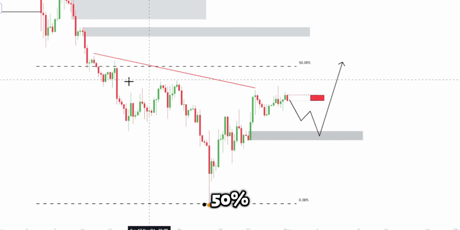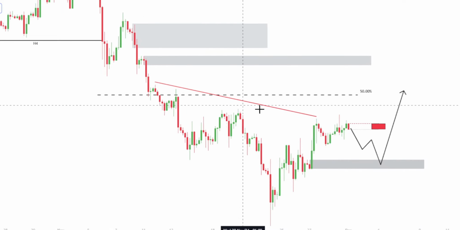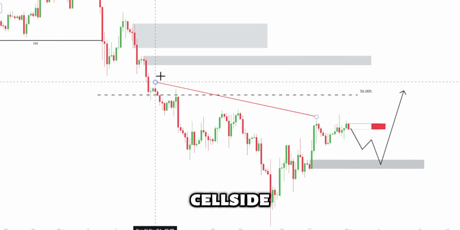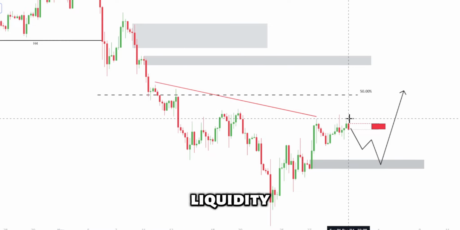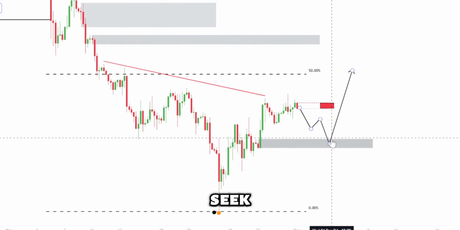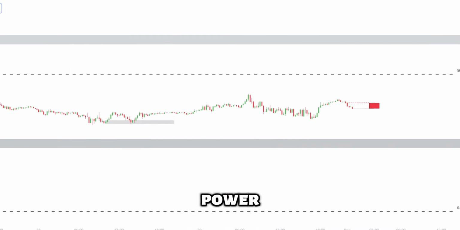We have a 50% level here. We are in the discount, and we're simply targeting buy side liquidity in the form of a trend line in this case, and we're simply targeting sell side imbalance, right? So buy side liquidity and sell side imbalance. These are the only two things the market will see. How we do this is by using the power of 3 indicator.